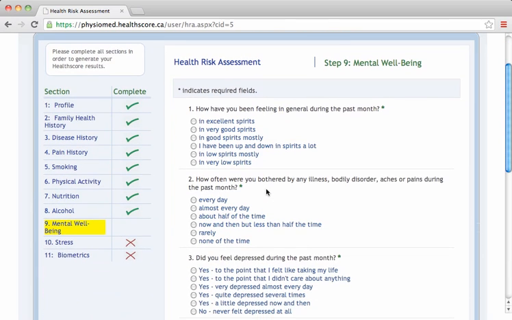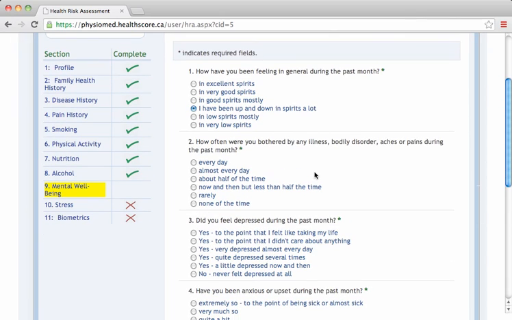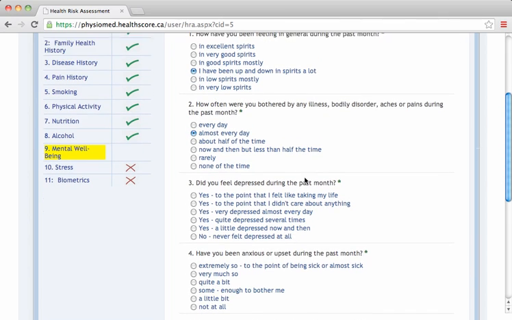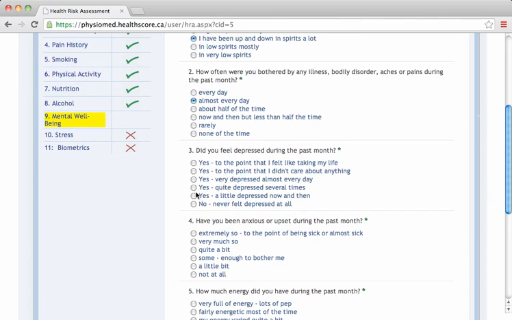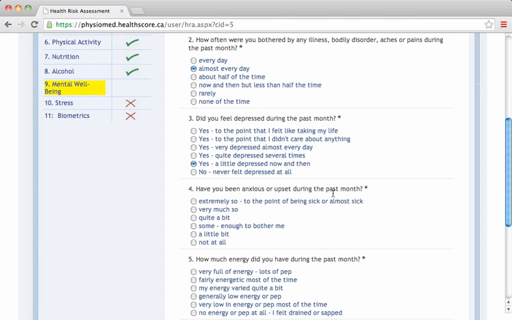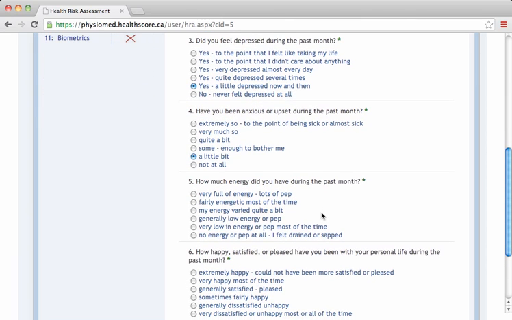The next questions I'm going to ask you are about your mental well-being. How have you been feeling in general during the past month? Up and down. How often were you bothered by any illness, bodily disorder, aches, or pains during the past month? As we know, these will relate directly to depression risk. Almost every day. Did you feel depressed during the past month? Yes, a little now and then. Have you been anxious or upset during the past month? A little bit.